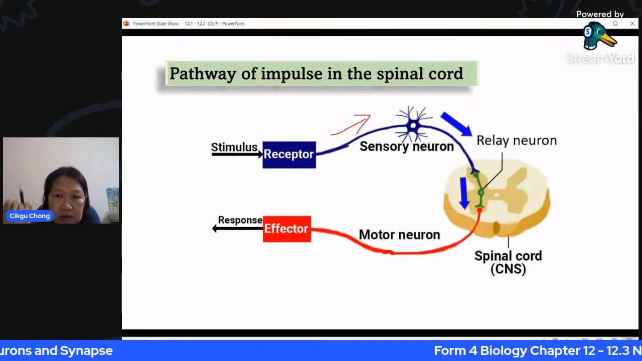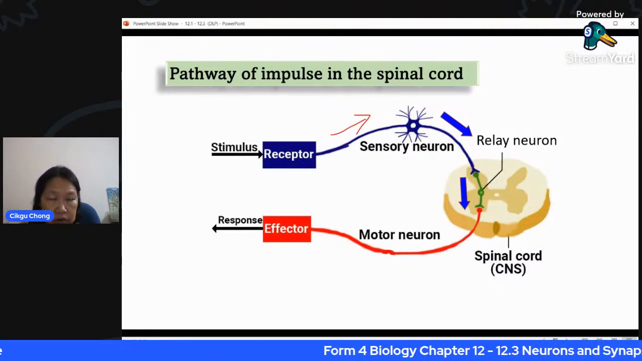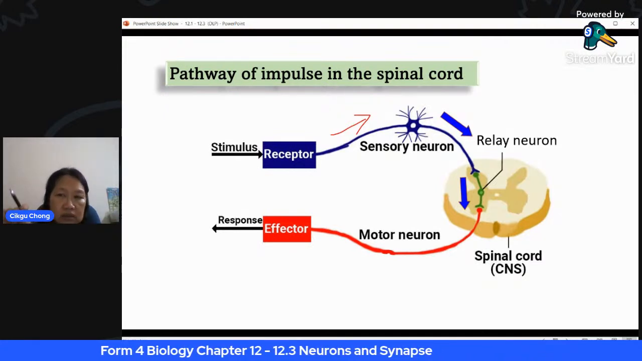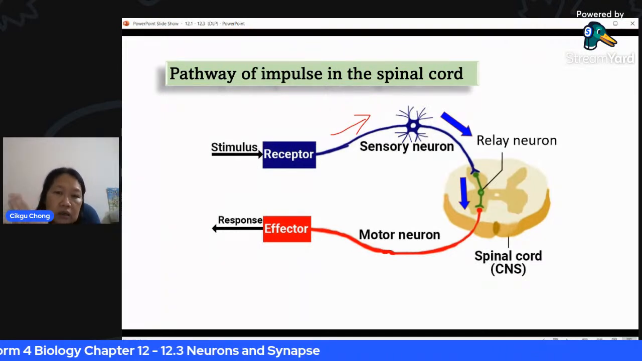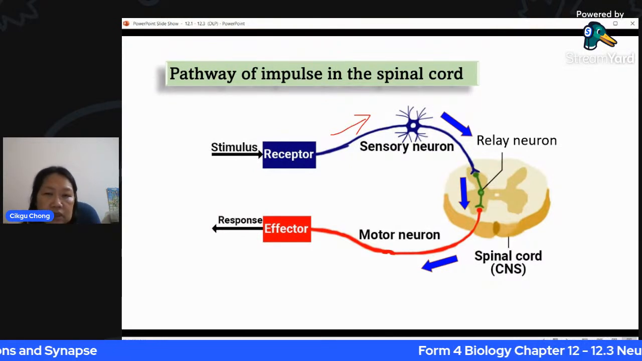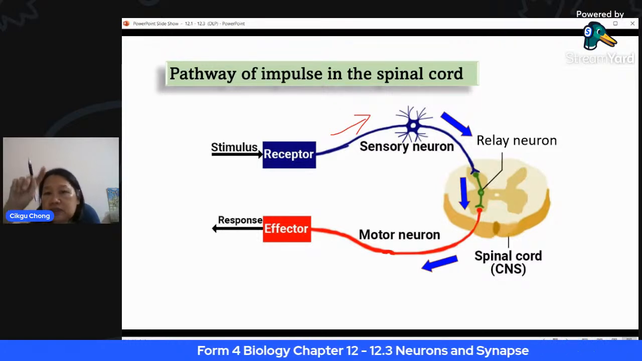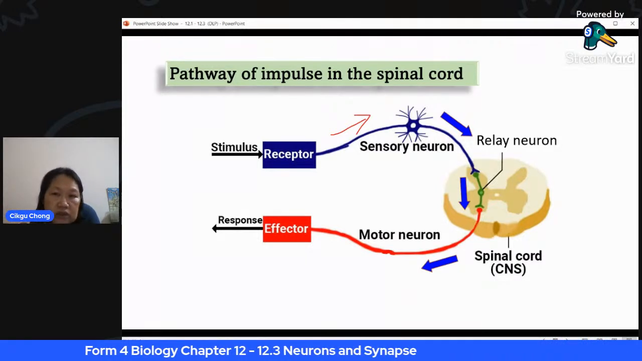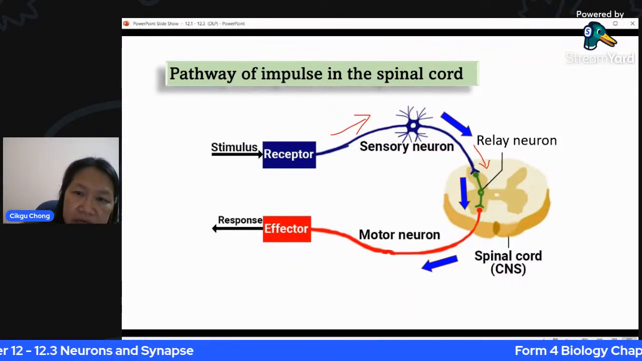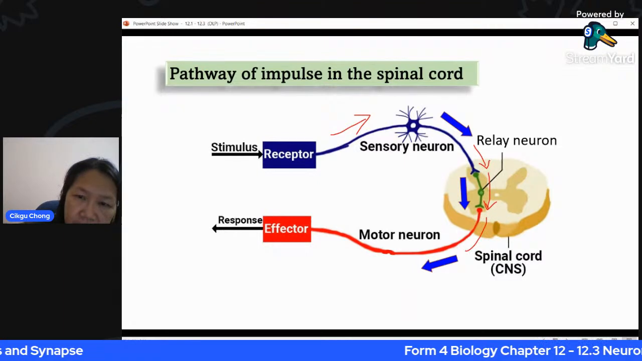Inside the spinal cord, the impulse will be passed on to the relay neuron, so you have to label another arrow. You need a minimum of 3 arrows: one going in, one in the spinal cord, and the other one coming out from the relay neuron to the motor neuron. So you can see there are 3 arrows. You need to show 3 arrows.